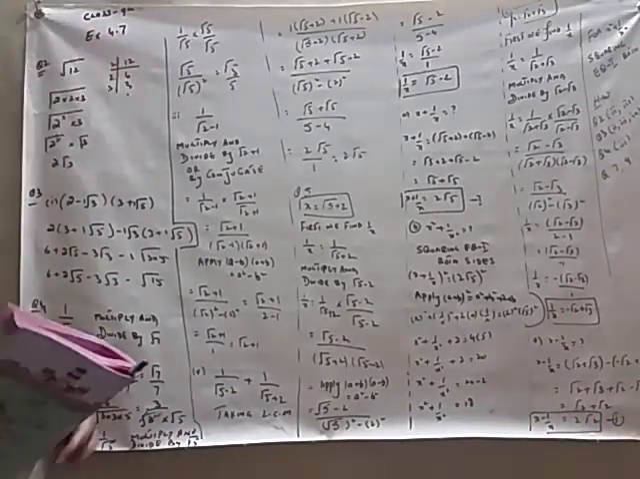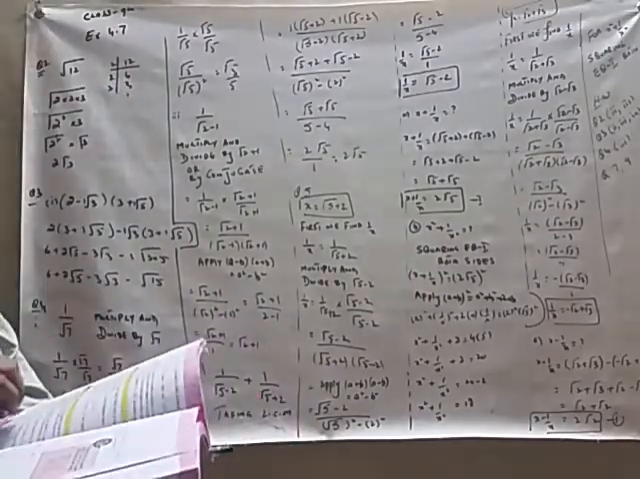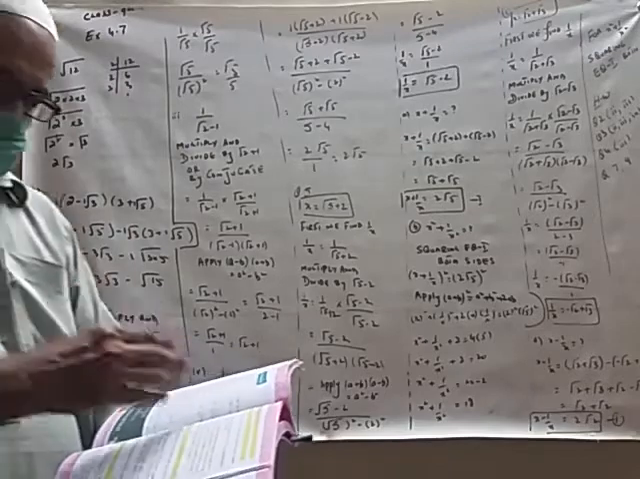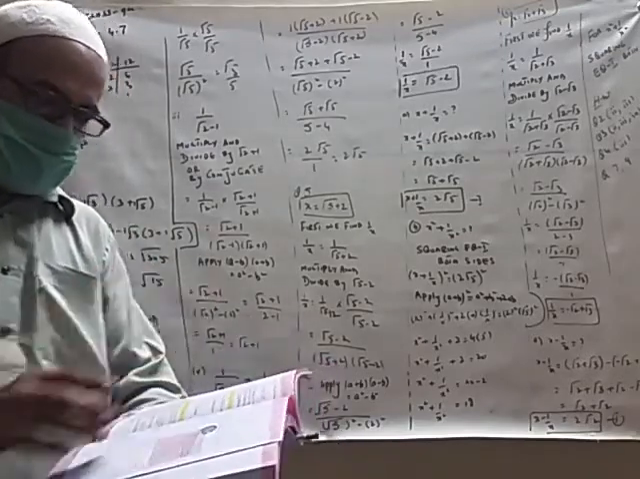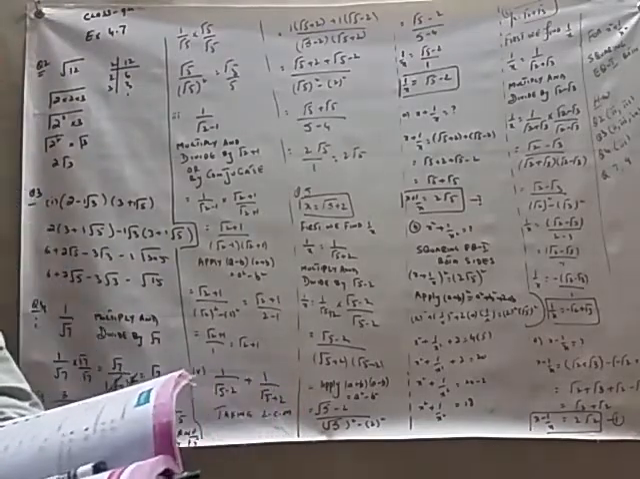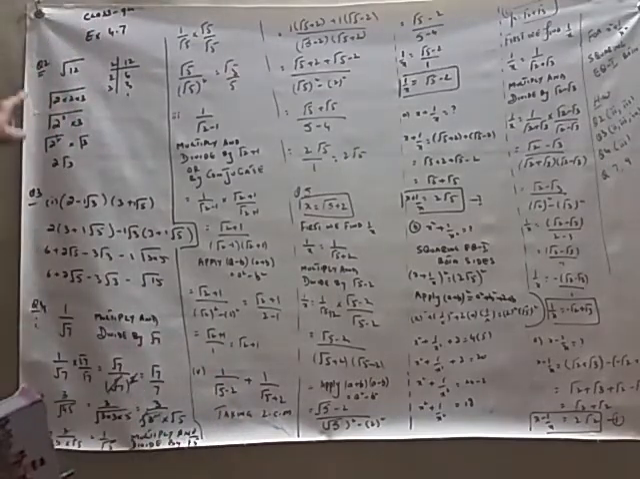Exercise 4.7. Before starting exercise 4.7, please open the book on page number 119 and read this topic: surds, order of surds, types of surds. When you read this topic, inshallah you will be able to do question number 1 of exercise 4.7. If you have any problem, then call me. We will start from question number 2.